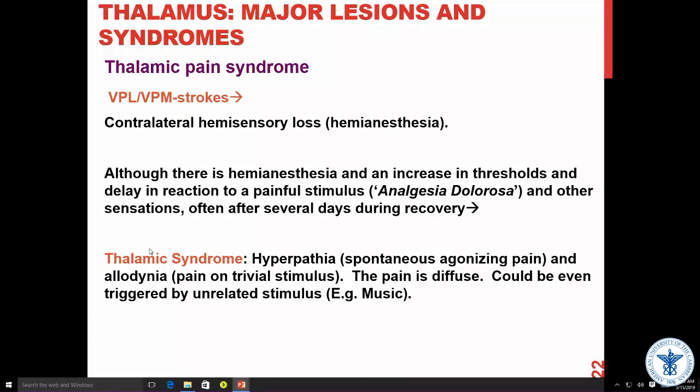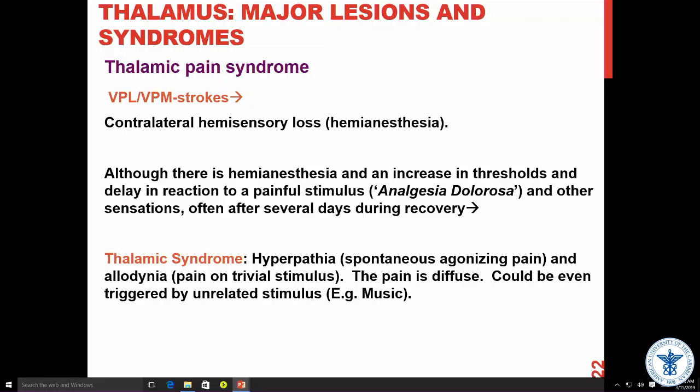What is actually happening is, although the thalamus has undergone a stroke and the neurons are damaged, there probably occur incorrect connections there. So people, although they don't feel sensations, although there is hemianesthesia and an increase in threshold and delay in reaction to a painful stimulus, in Spanish it's called analgesia dolorosa, delayed pain sensation, and other sensations, often after several days during recovery, they develop thalamic syndrome. Hyperpathia, spontaneous agonizing pain, even without a stimulus.